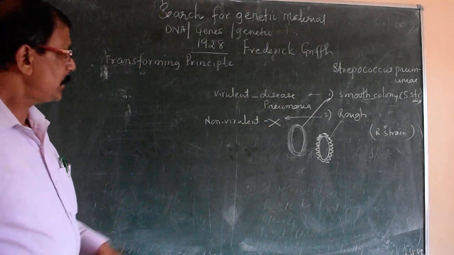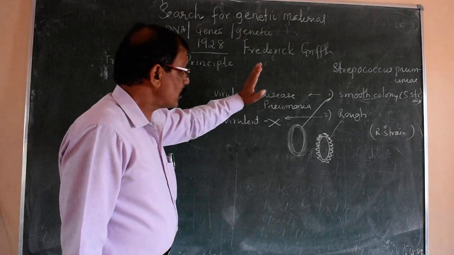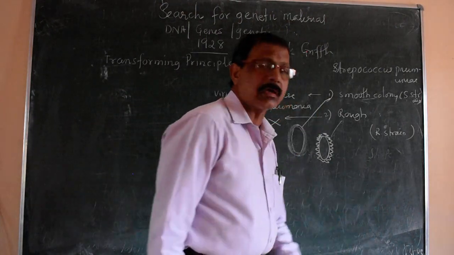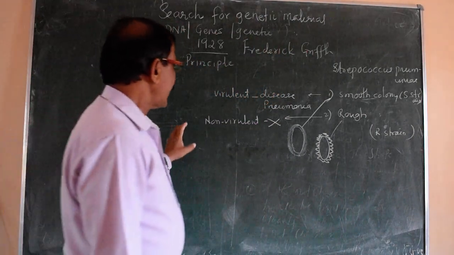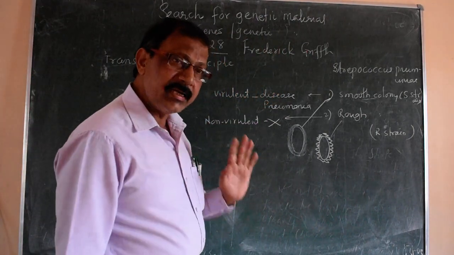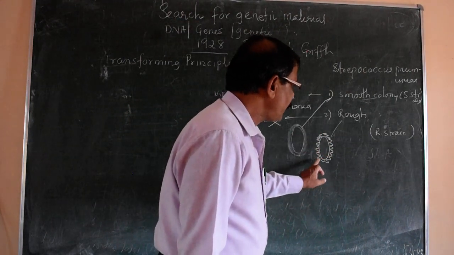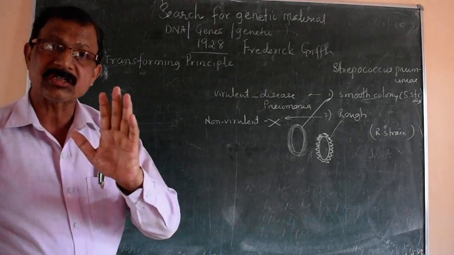Okay, see, virulent bacteria cause the disease pneumonia, and they generally have a smooth surface, and are called the smooth colony or S strain. And non-virulent bacteria do not cause any disease, they are not at all pathogens, because their external surface is very rough, and that is why they are called R strain.